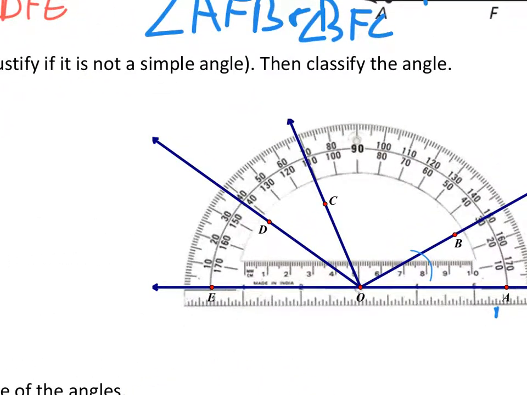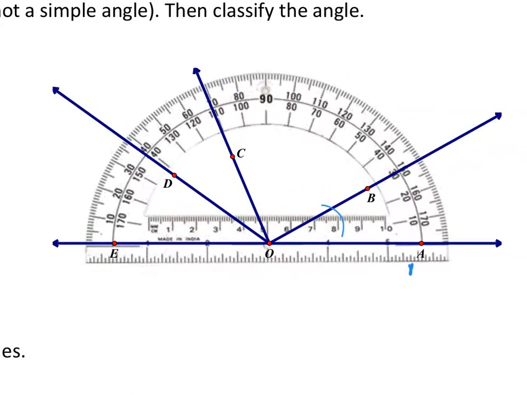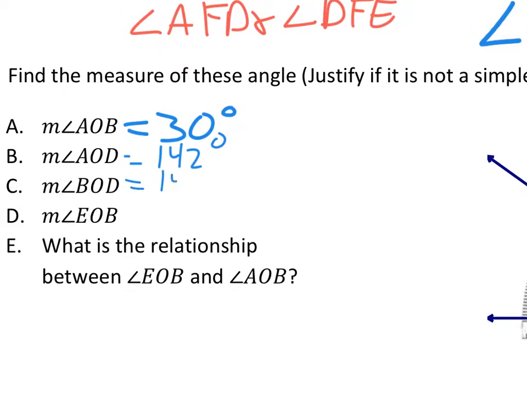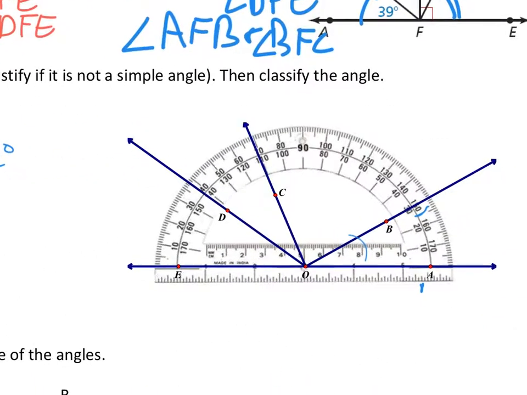All right. Next we have BOD. That's this angle right here. Now this one's pointing at 30. This one's at 142. So to find that distance, we're going to subtract. So this is 142 minus 30, which is 112 degrees. So that's the protractor postulate that says subtract the two angles.